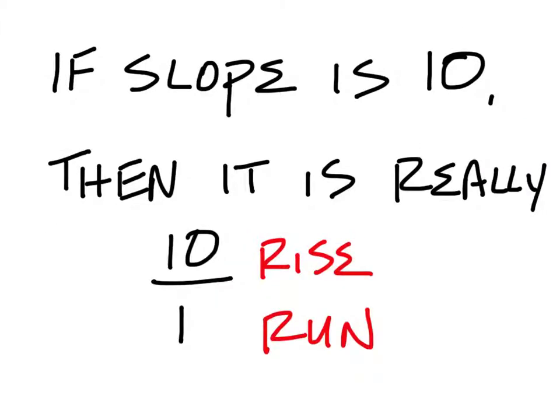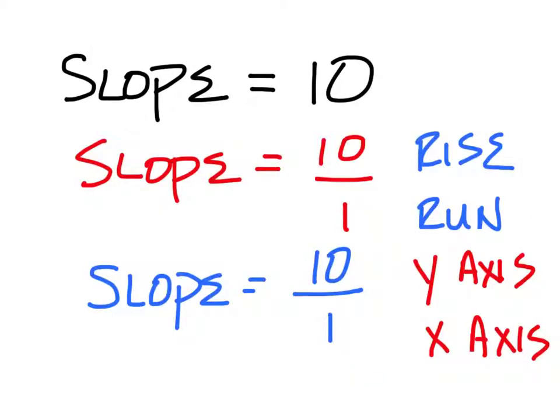If slope is 10, for example, then it is really 10 over 1. All slope is a fraction, even if you're just given one number. If you're just given an integer like 10, you put it over 1. So that means you go up 10 and to the right 1, or to the right 1 and up 10. So if slope is 10, it's 10 over 1.